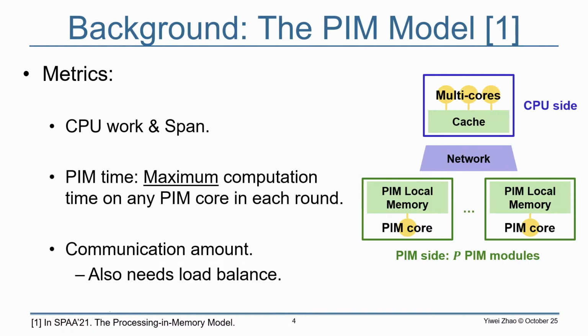The first part is the CPU work and span, which stands for the computation on the CPU side. The second part is the PIM time, which is the maximum computation on any of the PIM cores, in order to achieve load balance in BSP executions. The third part is the communication amount, which is an equivalent version of the communication time if we ensure that each of the communications on the PIM modules is load balanced.